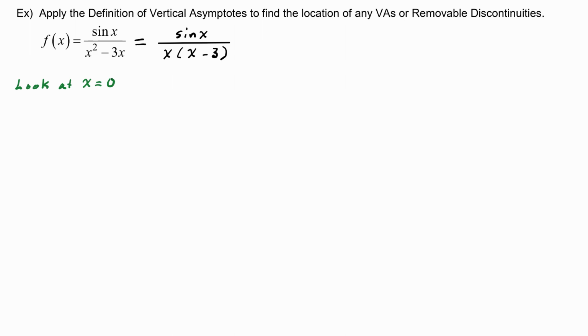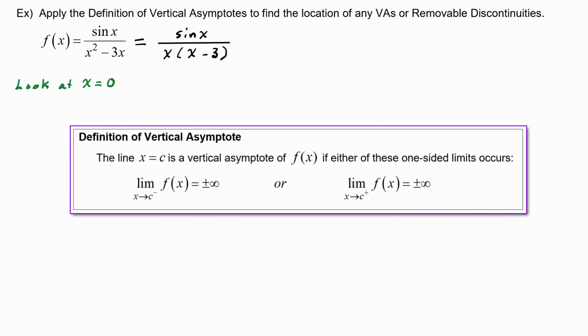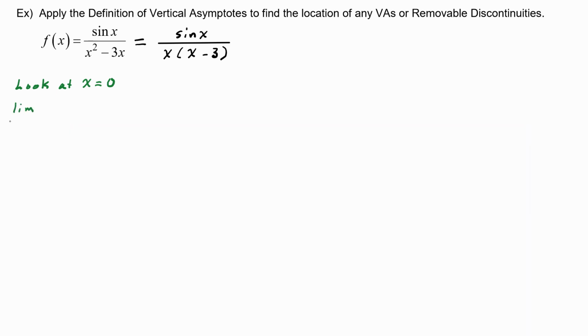Now, according to the definition of vertical asymptotes, we have to do a one-sided limit and find out if that limit goes to infinity or negative infinity. We can either do a right-handed limit or a left-handed limit. It doesn't matter. So let's do the limit as x approaches 0 from the right of sine of x over x times the quantity x minus 3.